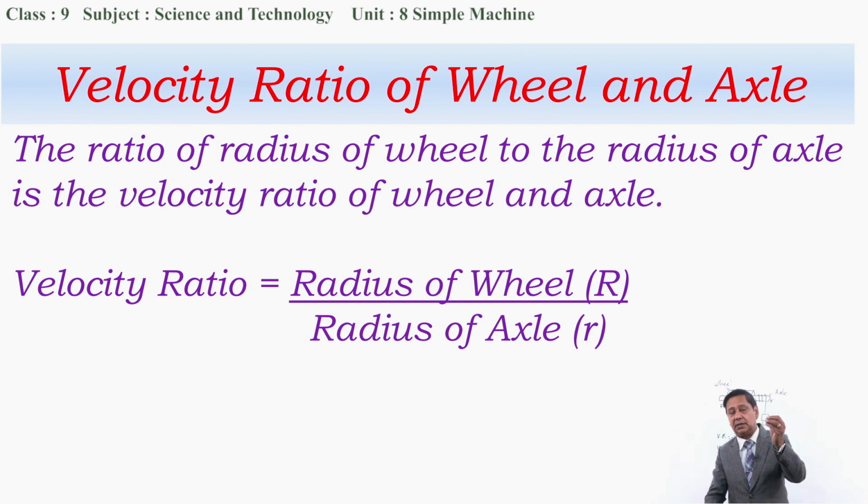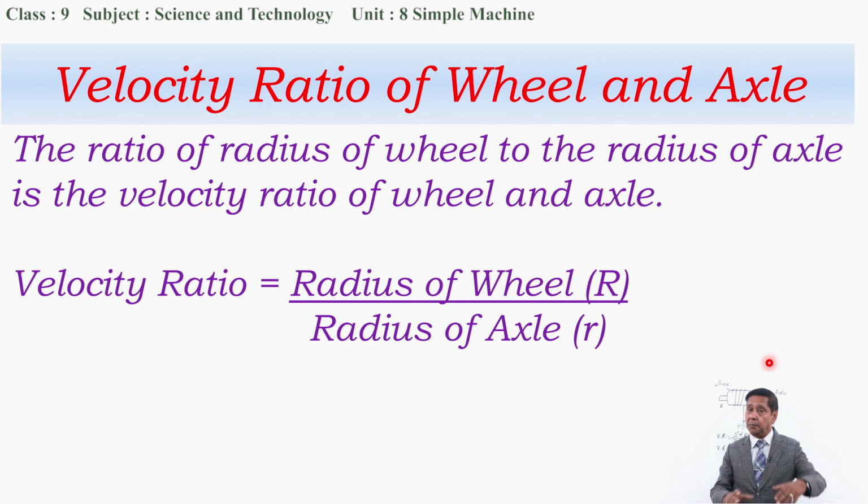But it can be written this way also: the ratio of the effort arm to the load arm is called velocity ratio in lever. But it is different in pulley system. In pulley system, what is velocity ratio? The segments of the string or rope which support the load in the pulley system is called velocity ratio of the pulley system.